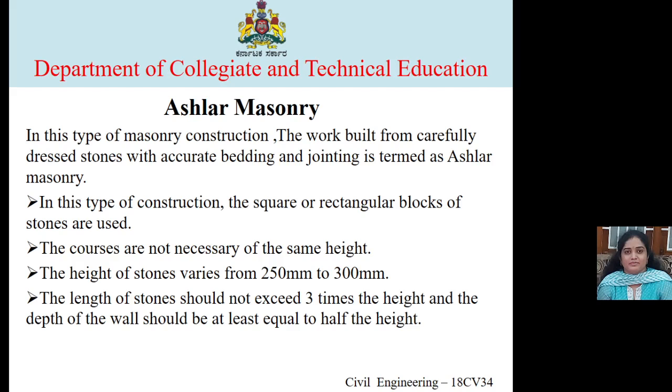In the other type, the stone was not dressed properly, because as the name says, it is a rubble masonry. So here it is accurately dressed. In this type of construction, square or rectangular blocks of stones are used. The courses are not necessarily of the same height. The height of the stones varies from 250 mm to 300 mm. The length of the stone should not exceed 3 times the height, and the depth of the wall should be at least equal to half of the height.